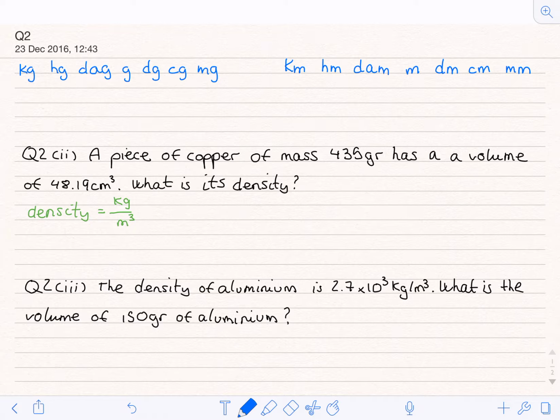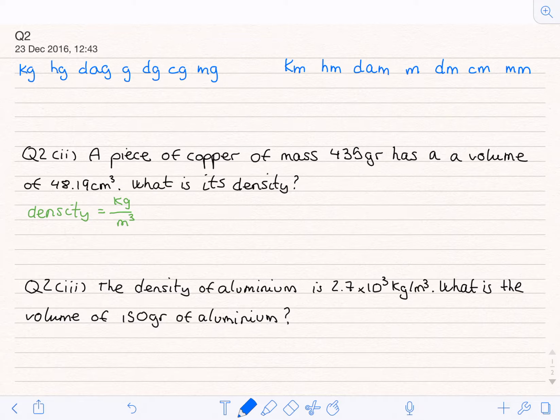So we have a piece of copper of a mass 435 grams that has a volume of 48.19 centimeters cube. What is the density? Okay, so density is how much stuff is in a meter cube. So how much mass is there in a meter cube? The greater the mass, the more density there is. For example, in air the density is so low that we can just go through it, because there's not a lot of air per volume per meter cube.